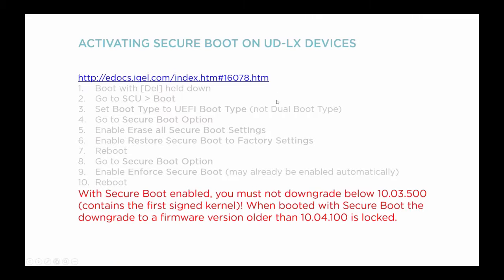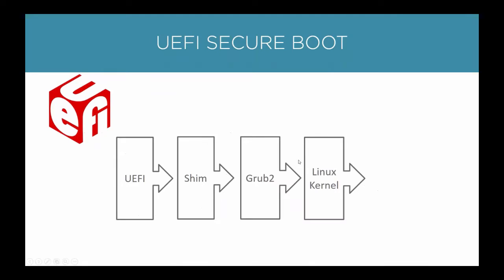Okay. As said, there are instructions on eDocs for all of our IGEL thin client models. And with secure boot enabled, you must not downgrade below IGEL OS 10.03500 because that had the first kernel signed with our key. But the software makes it impossible to downgrade below that when you have secure boot enabled. So really, what are the benefits? Is this now really a secure and trusted operating system?